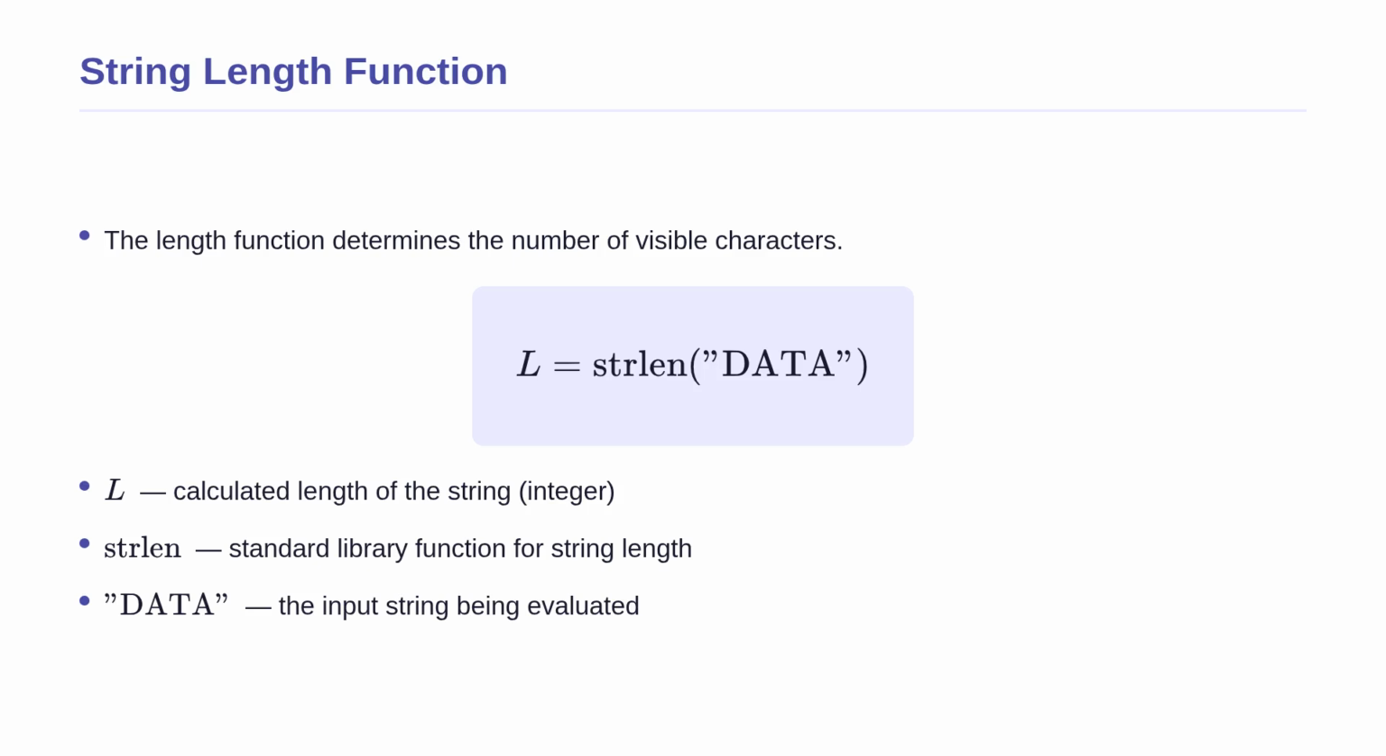This brings us to our first standard library tool. Let us look at how the length function works mathematically and conceptually. The formula is L equals strlen of our text, in this case, the word data. Here, L represents the integer count of visible characters. The strlen function is specifically designed to scan the array from left to right, counting each letter until it hits the hidden null terminator. It intentionally ignores that final marker because humans only care about the visible letters. If the string gets longer, this function simply counts further down the array before stopping.